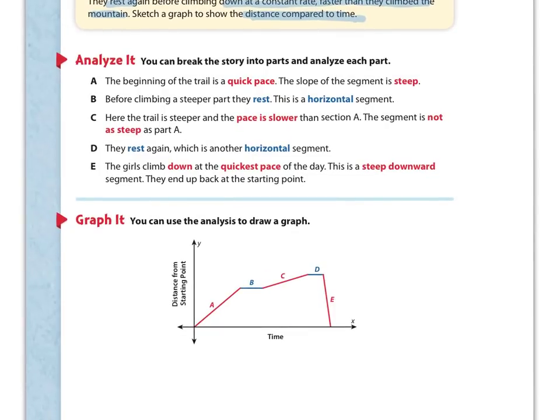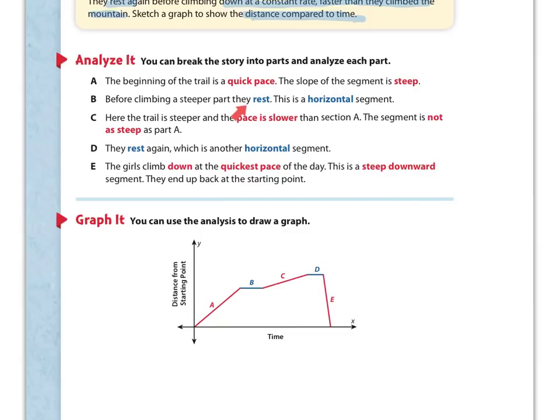So the book already breaks down everything for you. It starts by saying that A is going to be they're going at a quick pace at a segment that is going to be steep. And then if you look at the bottom, that's exactly what's going on. Right here in A, they start from the bottom and then they're going to go up at a constant rate and it's somewhat steep. But then for part B, it says before climbing a steeper part, they rest.